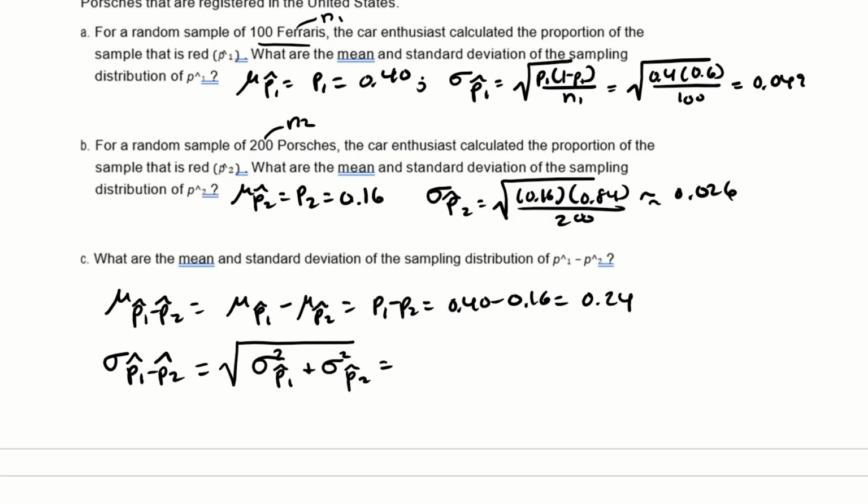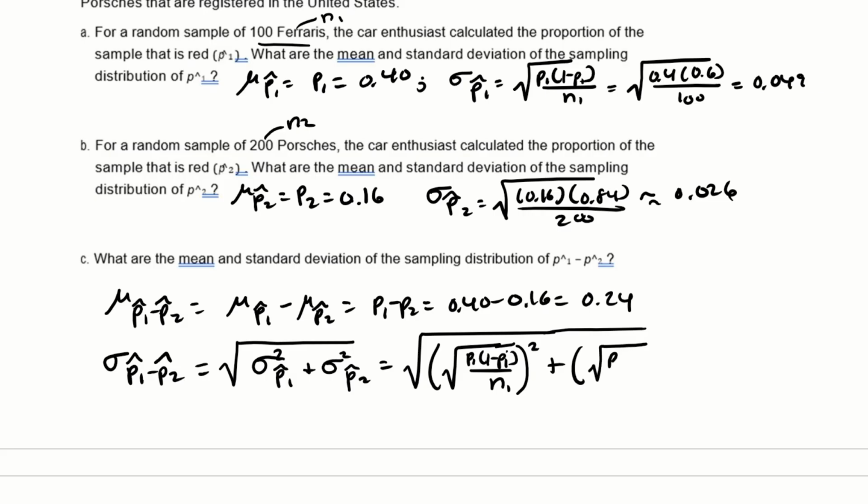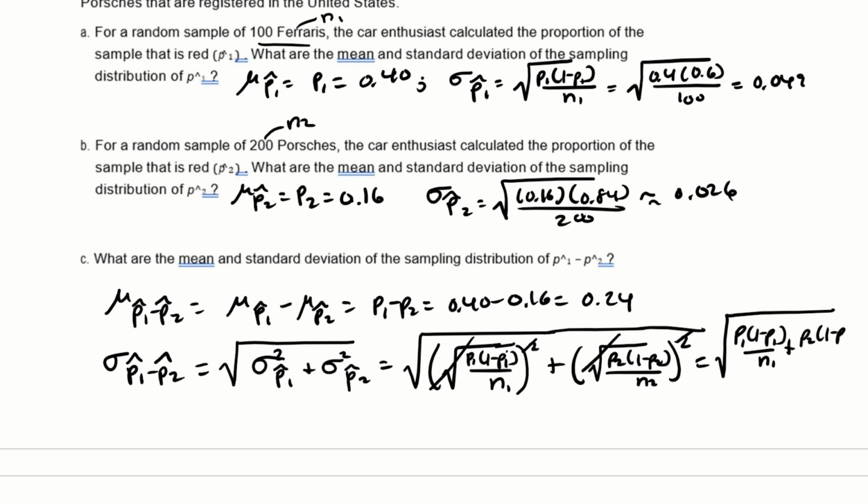But let me just show you so you can understand where it comes from. The sigma p hat 1 formula is the square root of p1 times 1 minus p1 over n1, squared. And the formula for sigma p hat 2 is the square root of p2 times 1 minus p2 over n2, squared. Notice that the square and the square roots cancel, leaving you with the usual formula, which we've seen before. There you go, that's how that works. I just wanted to show you that derivation.